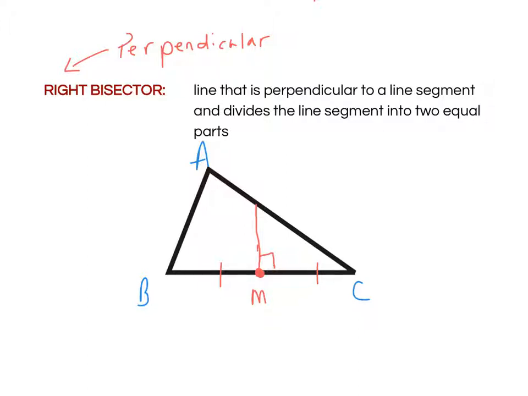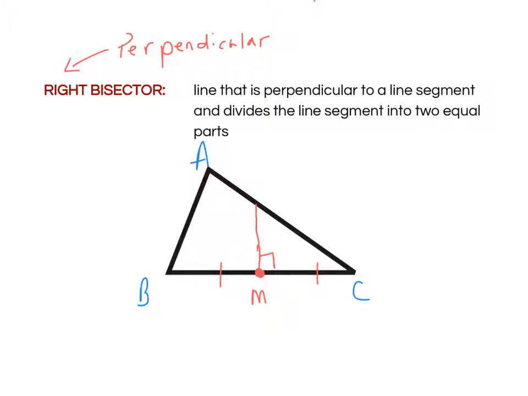So some important ideas about this would be that if I knew the slope of the line BC, then I could get the slope of my perpendicular or right bisector by taking the negative reciprocal of the slope value for BC, because they are perpendicular to each other. So that's something that you can sort of expect to see. Okay, moving on.